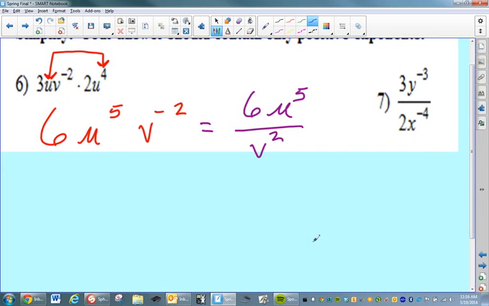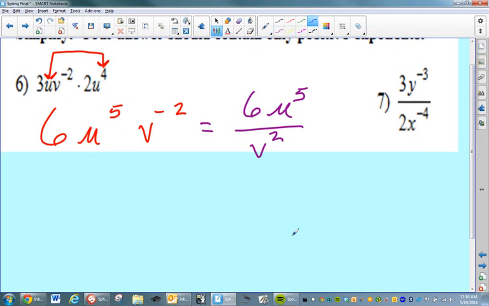What do you do in question number 7? What do you do in question number 7? Question number 7. What should we do to simplify that first?